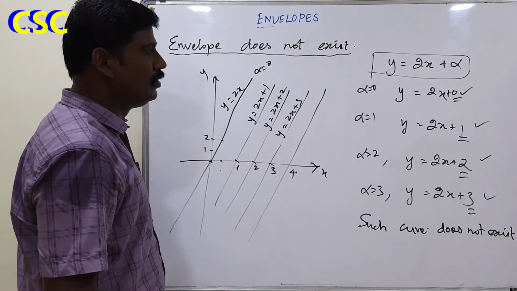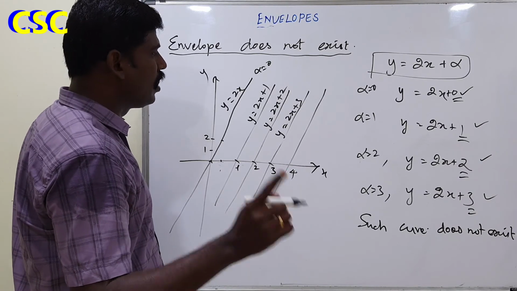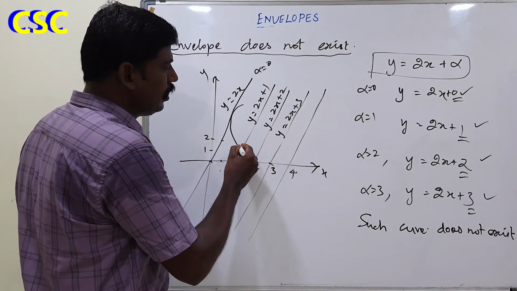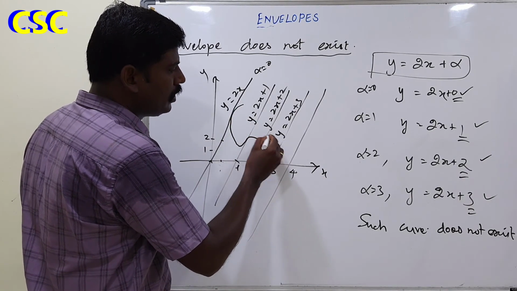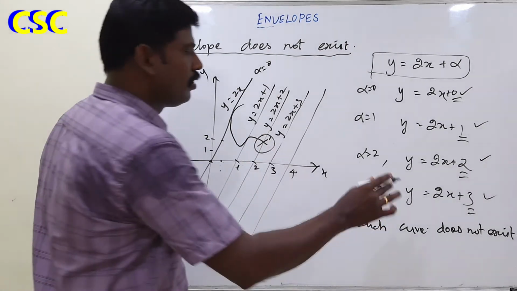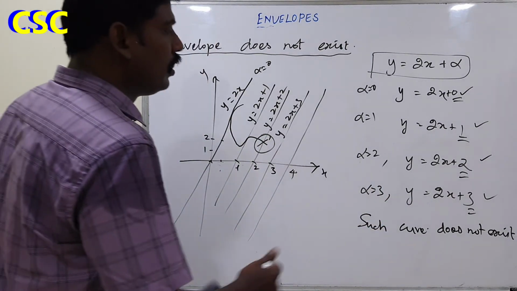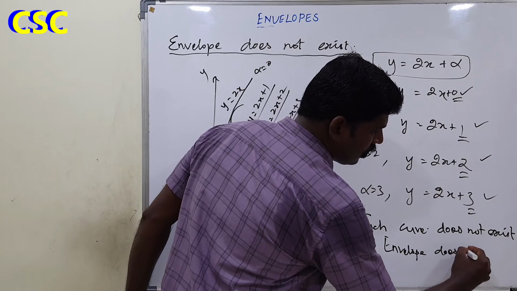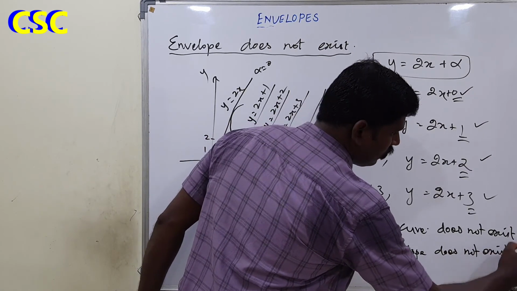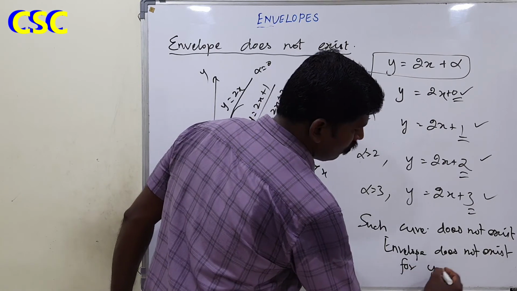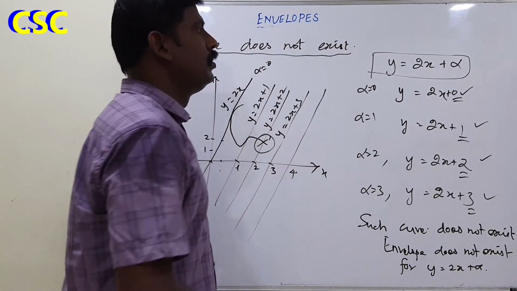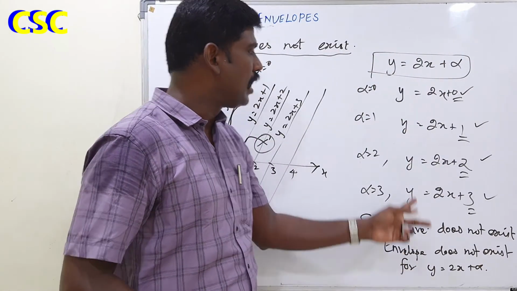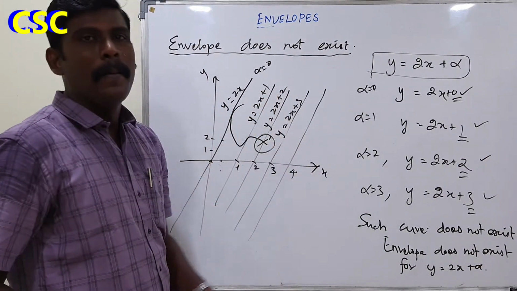We can't draw a single curve that touches all the parallel lines. Suppose a curve touches this straight line, then here it intersects the others, isn't it? Right? So no such curve exists. So envelope does not exist for y equal to 2x plus alpha, isn't it? So this is the family of curves, but envelope does not exist. Why? Because all are parallel lines.